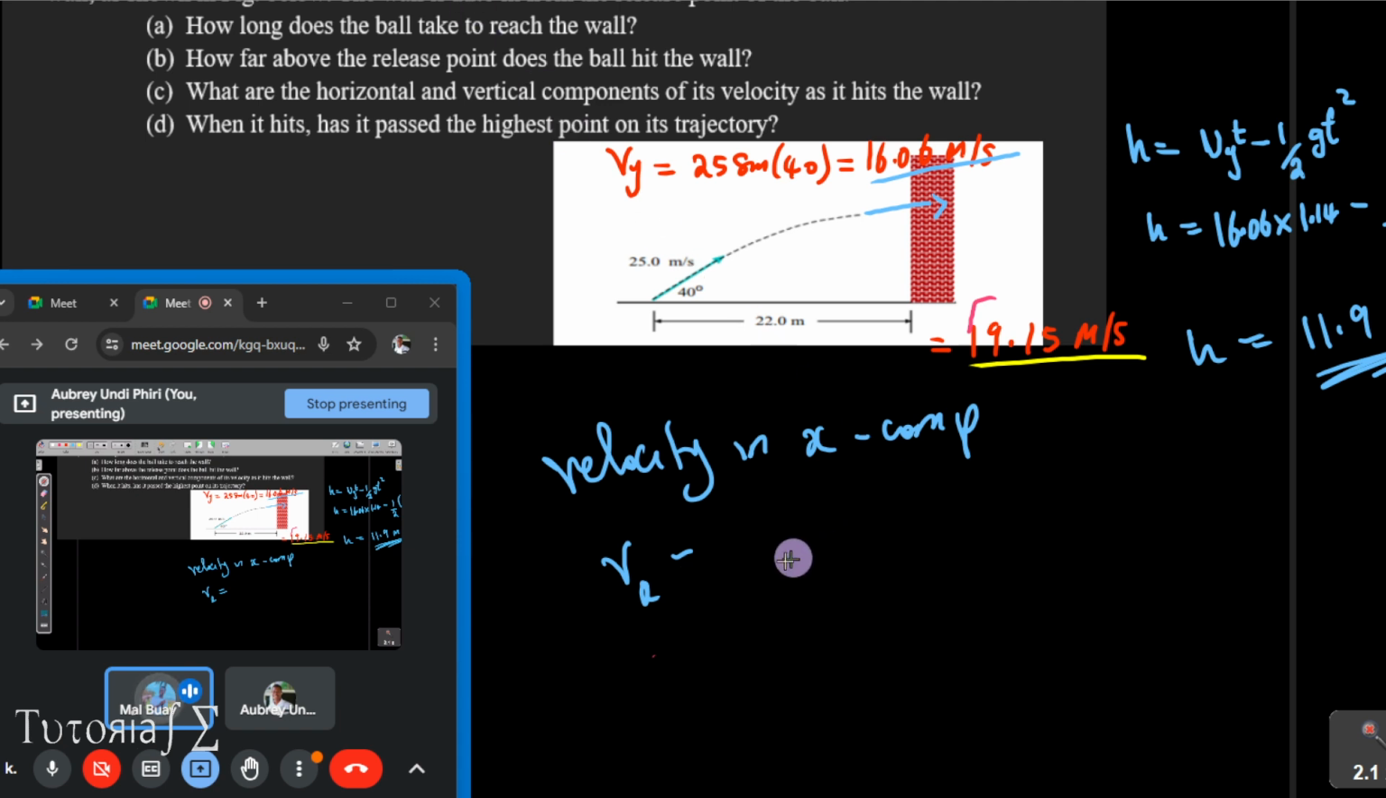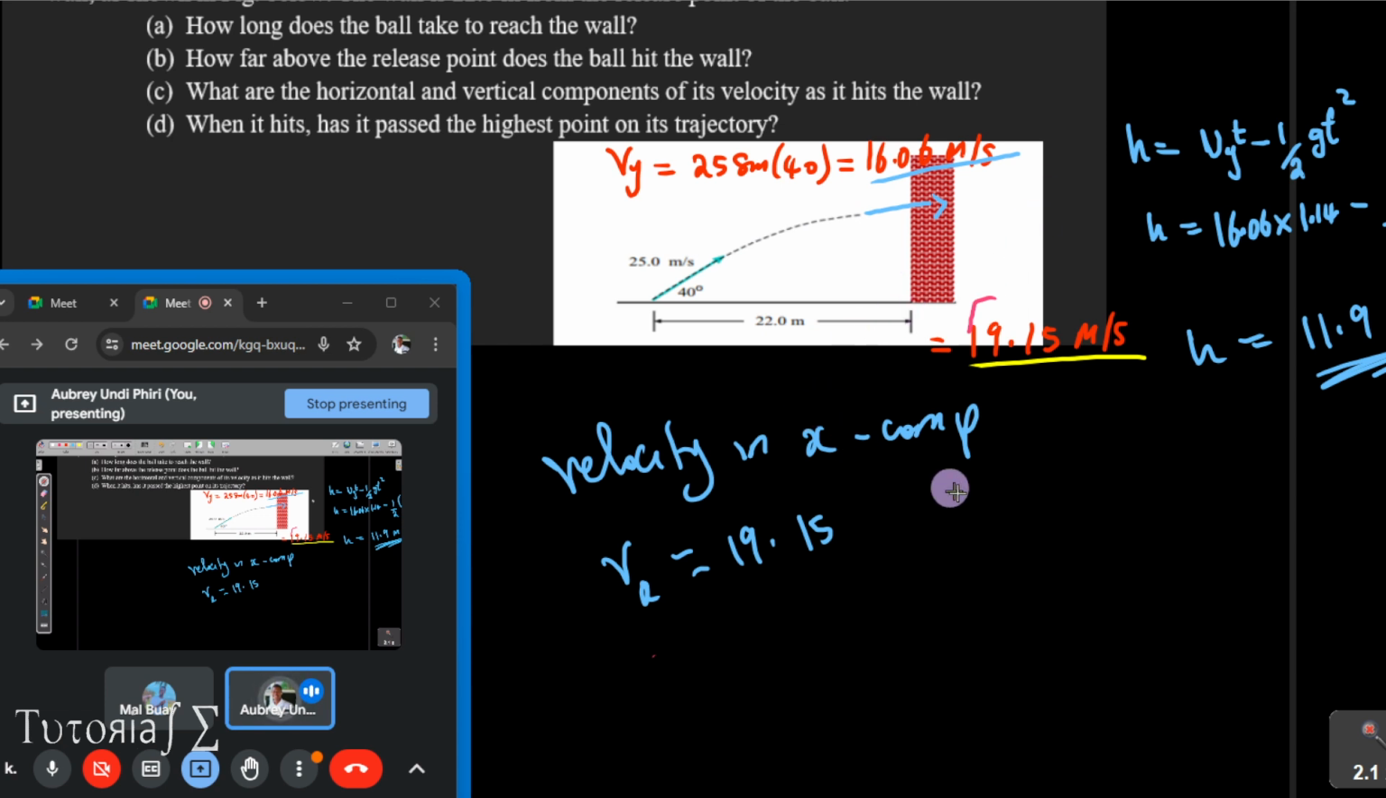19.15. So that's the velocity in the x. So now we need to find the velocity in the y component.